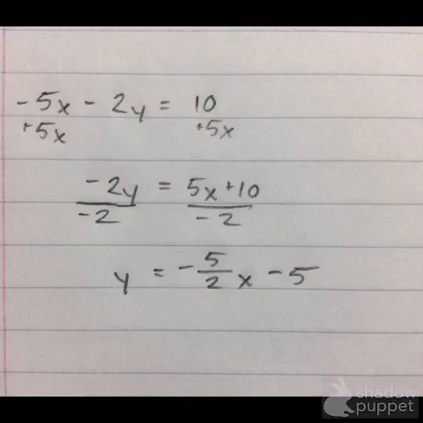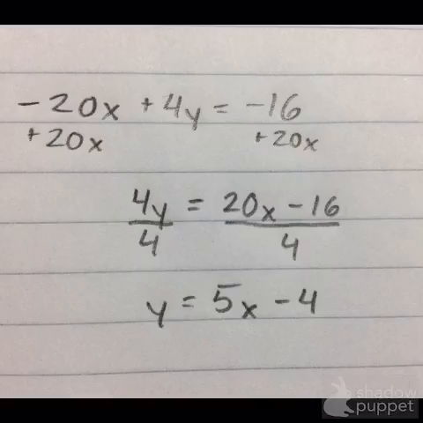Here's one example. Negative 5x minus 2y equals 10. To get this into slope-intercept form, you have to add 5x to both sides. Then you end up with negative 2y equals 5x plus 10. To get 1y, you divide both sides by negative 2. By dividing both sides by negative 2, you end up with y equals negative 5 over 2x minus 5, which is written in slope-intercept form.